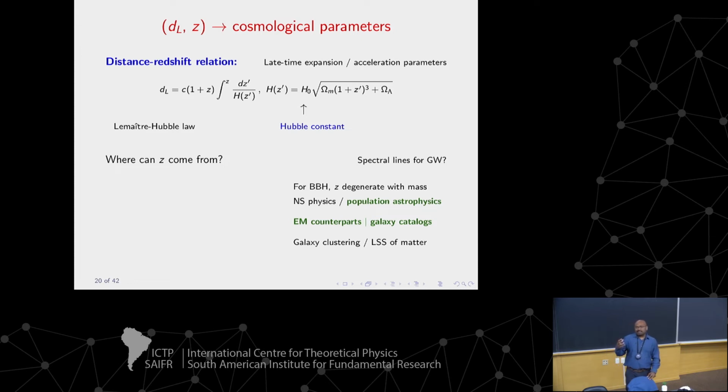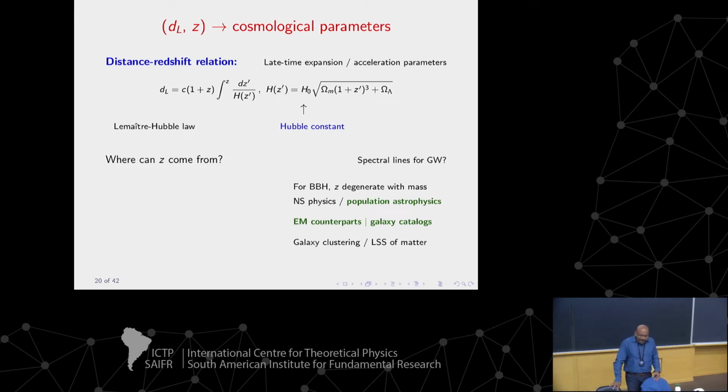There's the possibility of also obtaining the redshift not from counterparts but from galaxy catalogs. So one has not been able to identify a unique host galaxy, but there's a set of possible galaxies from a galaxy catalog that's going to give us some information as well about the redshift, and we are going to talk about that as well.